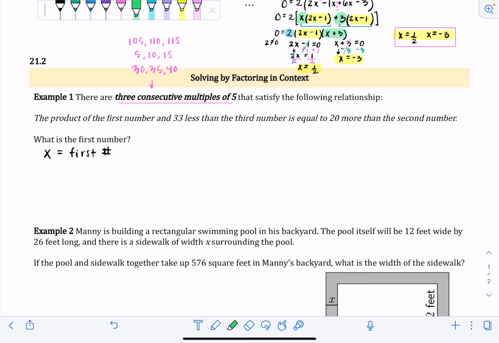So if you notice, if you look at all of my first numbers and my examples of 3 consecutive multiples of 5, look at how we go from the first number to the second number each time. So 105 to 110, 5 to 10, 30 to 35. We're adding 5 each time to get to the second number. So our second number will be x, the first number, plus 5. So x plus 5 is our second number.